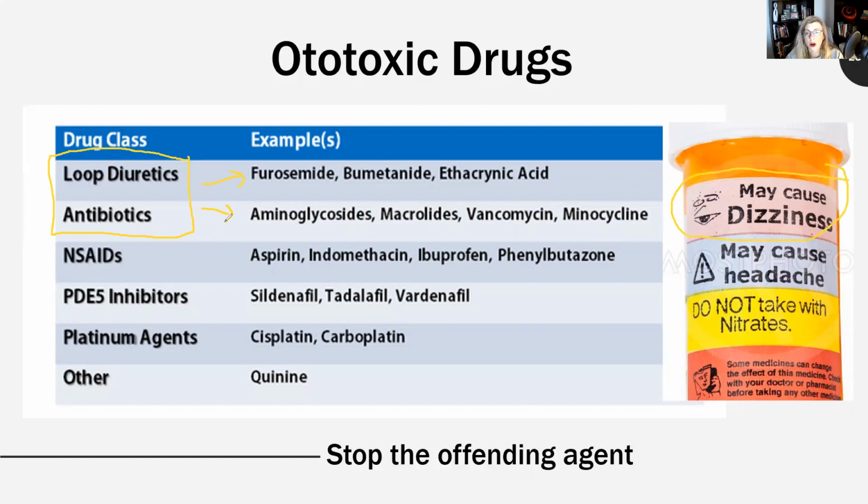So in particular, our CHF folks, or the folks who are on loop diuretics for like lymphedema or swelling of the feet, or even some of our liver cirrhotic patients can get this kind of dizziness due to drugs. So remember to ask about their home medications and take a quick look because these are very often the cause.